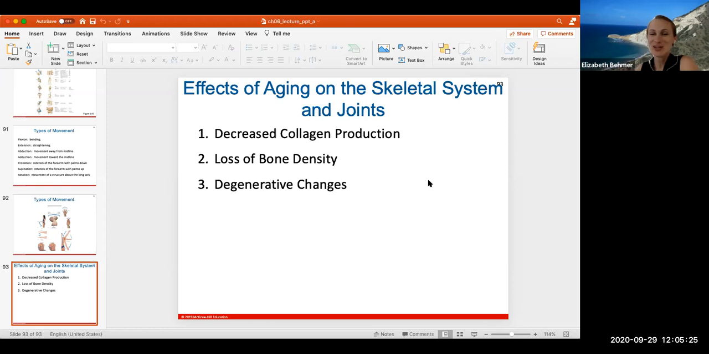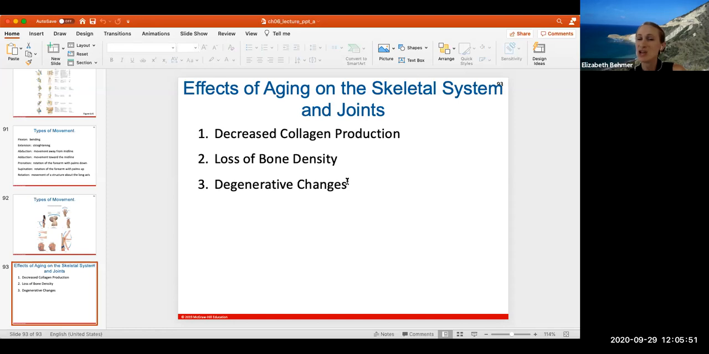All right, let's finish up with this and then I'll stop the recording. The effects of aging on the skeletal system, and this is our last slide. There's decreased collagen production, and collagen is important for creating parts of your bones. There's loss of bone density, especially in females because of the hormonal changes during menopause. A great loss of bone density is called osteoporosis.